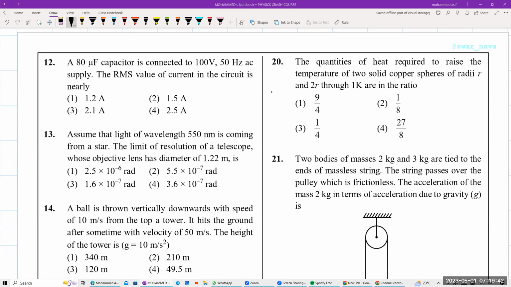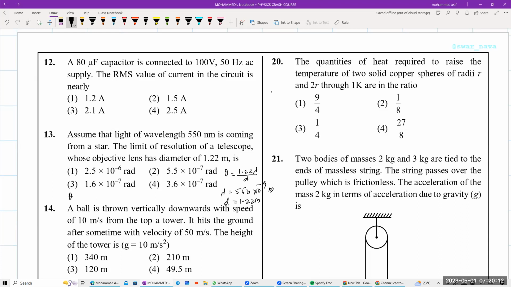Assume that light of wavelength 550 nanometer is coming from a star. The limit of resolution of a telescope whose objective has a diameter of 1.22 meter will be equal to how much? इसका फॉर्मूला हो गया theta is equal to 1.22 lambda divided by d. यानी wavelength lambda is equal to कितना दे रखा 550 nanometer, यानी 550 into 10 to the power of minus 9 meters, and d is equal to 1.22 meter.